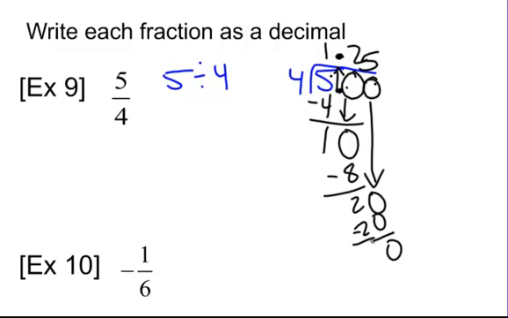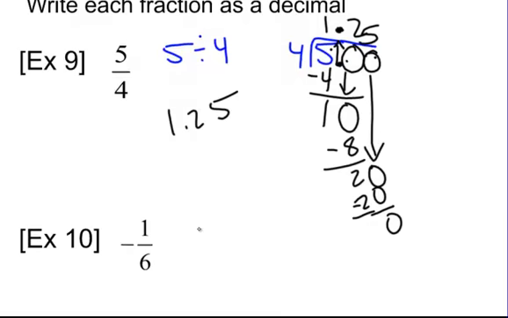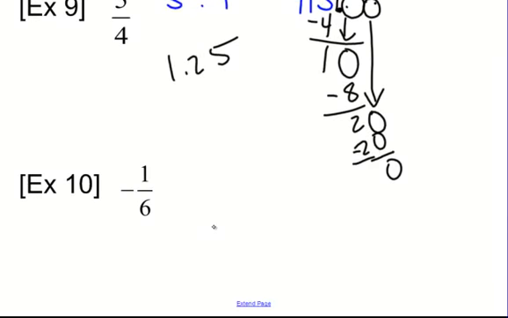Subtract, I get 0, and I'm done. 1.25. And look, we knew it was going to be over 1 because the numerator was greater than the denominator, and we get 1.25. Let's take a look at number 10. Negative 1/6. This one's going to be a little tougher.